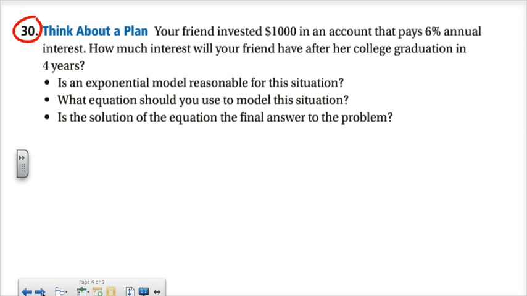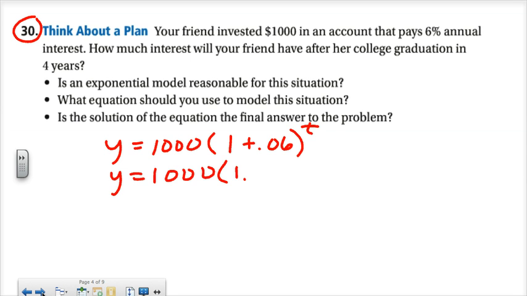Next problem, number 30. Your friend invested $1,000 in an account that pays 6% annual interest. How much interest will your friend have after her college graduation in 4 years? Well, she's starting with $1,000, and it's going up by 6%, but again, you're keeping that initial 100%, and that's a 1, but you have to change that 6% into a decimal. So y equals 1,000 times 1.06. Remember, when you're changing percents into decimals, you have to move the decimal place over 2 positions.